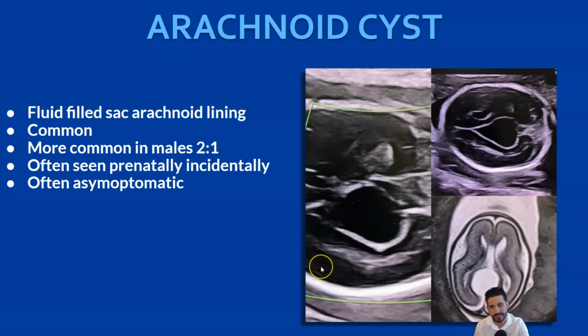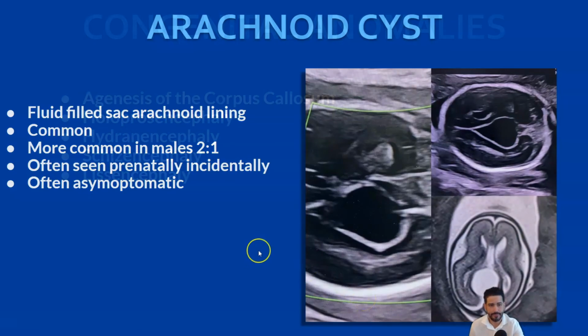All right, so arachnoid cysts are fluid-filled sacs with arachnoid lining. They're more common in males to females at a 2-to-1 ratio. They're often seen prenatally, incidentally, and often they are asymptomatic. This is one of the more normal locations for them. And you can see these are prenatal images. In our place, it's pediatrics, but we do women that come for fetal MRIs. We do their fetal ultrasound before they get the MRI. So this is the same patient with the MRI. So that's an arachnoid cyst.